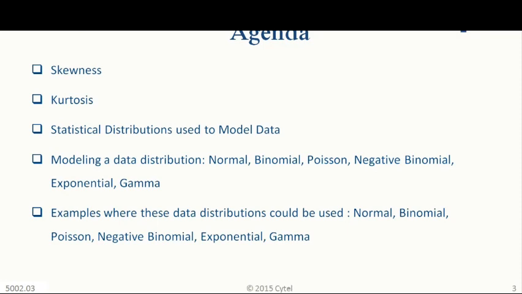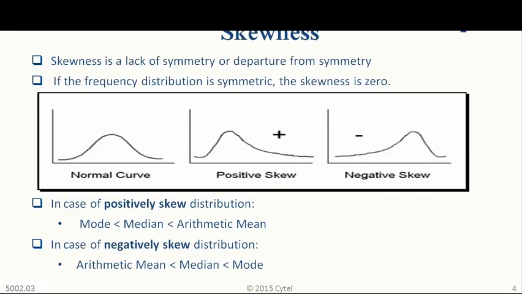Some of you might be familiar with these names: normal, binomial, Poisson, negative binomial, exponential, gamma. These are some statistical distributions used as models. Then examples where these data distributions could be used. So let us begin with the concept of skewness.